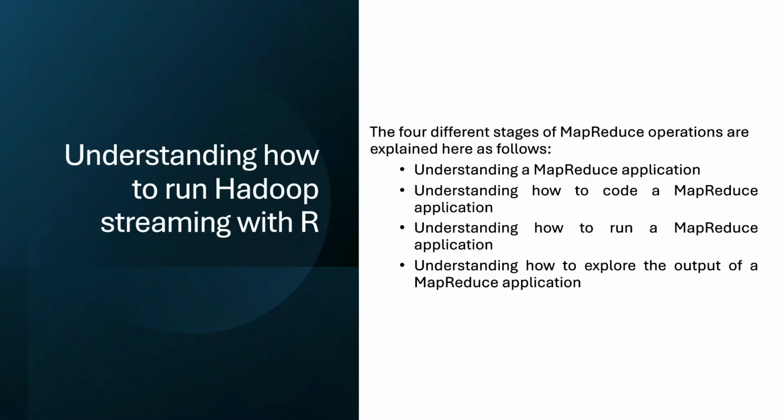Now we are going to understand how to run this type of program. First, understanding the overall MapReduce application. After that, the first part is how to code in the MapReduce application. The second part is how to run the code which we wrote in the MapReduce application. After that, how we are going to explore the output from the MapReduce application. This is a quite complex process, so we need to pay more attention here.